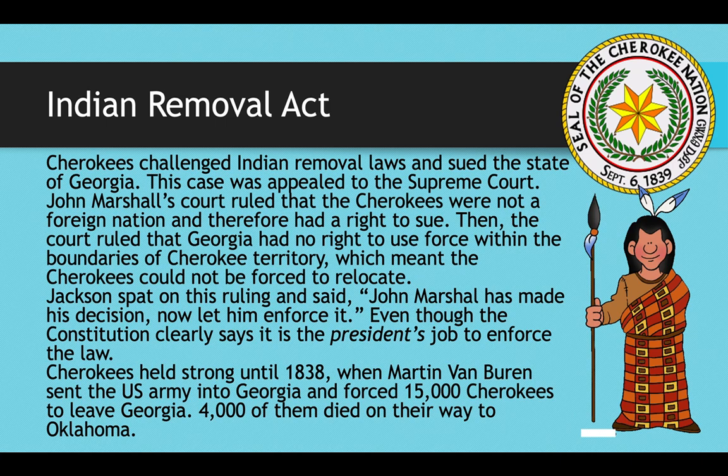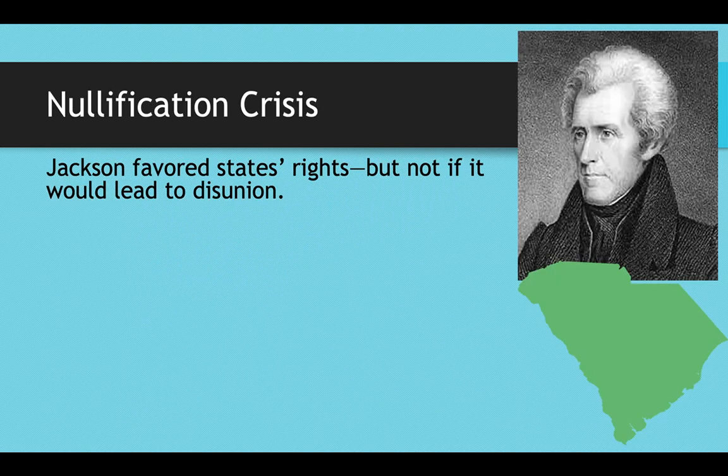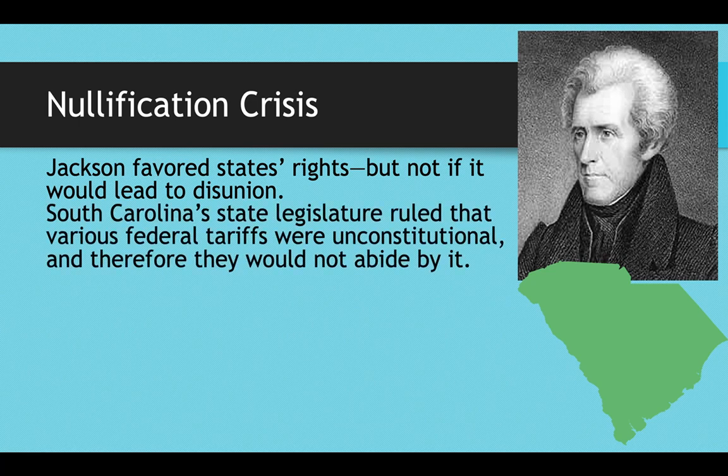Now, Cherokees were able to hold strong until about 1838, when Martin Van Buren, who had just become president, sent the U.S. Army into Georgia and forced 15,000 Cherokees to leave their homes in Georgia. And when this happened, 4,000 of them died on their way to Oklahoma in what is the literal definition of the Trail of Tears. Jackson favored the concept of states' rights, but not if it would lead to disunion. For him, the preservation of the Union of the United States was more important than states' rights.